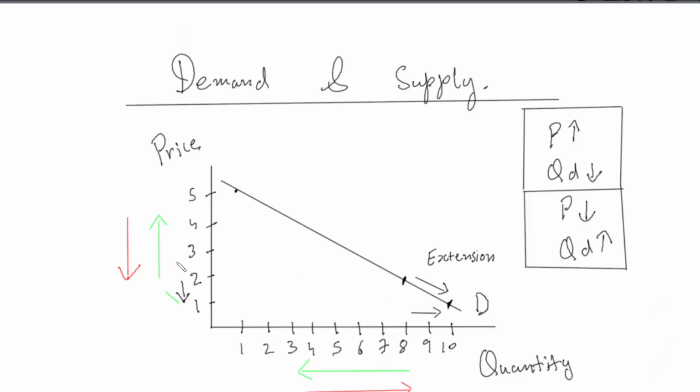And if, on the other hand, the price went up, let me just erase this here. If the price went up from $2 to $3, the quantity demanded would decrease from 8 units to 6 units. You can just follow the curve. This is called contraction of demand.